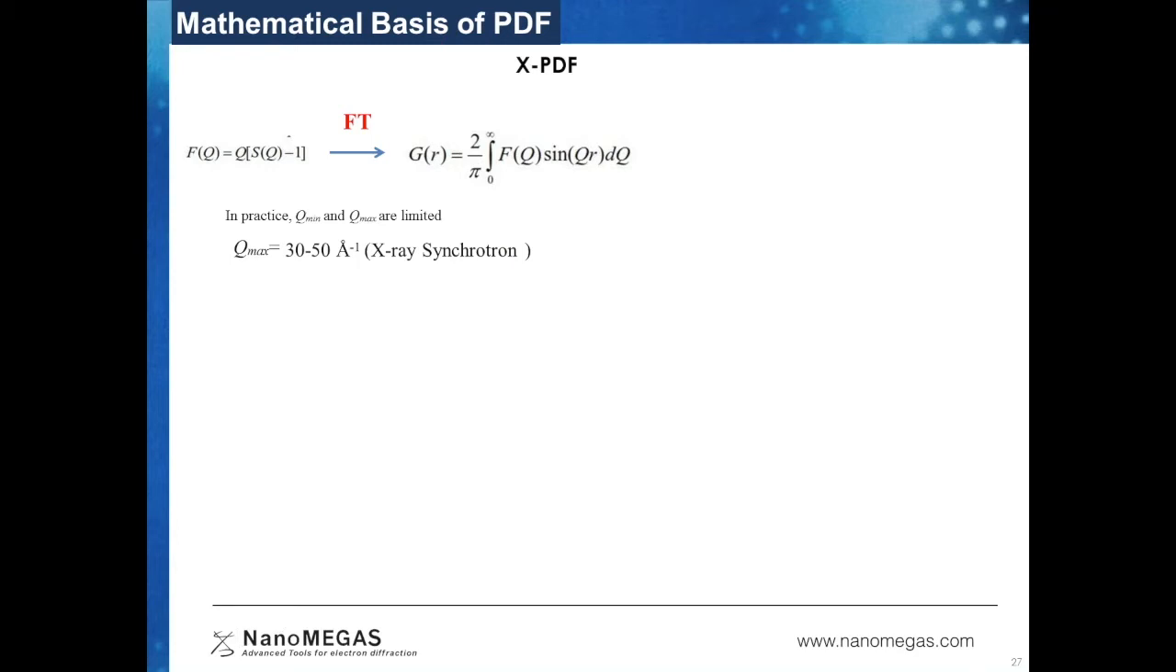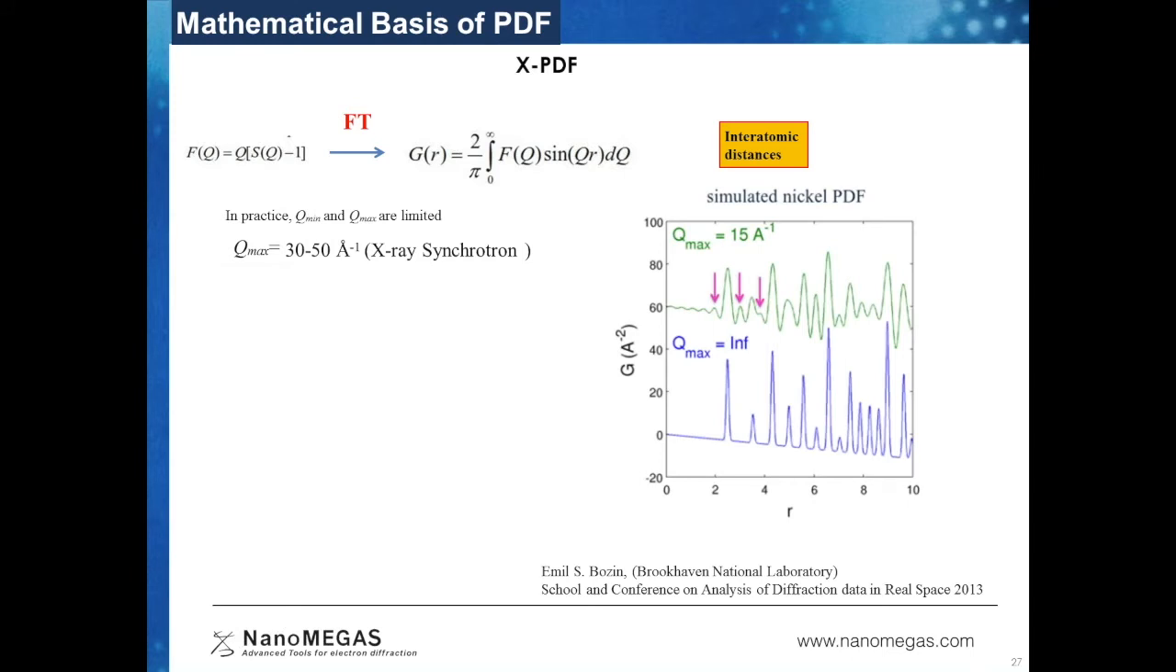And let me show you the effect of a Fourier transformation. Here the PDF for a nickel nanoparticle was simulated with different Qmax, first one with Qmax infinity and second with 15 inverse Angstrom. As you can see, there are additional peaks, marked with a pink color, observed due to the limited Qmax. These additional peaks, which do not belong to the structure, come from the Fourier truncation effect.